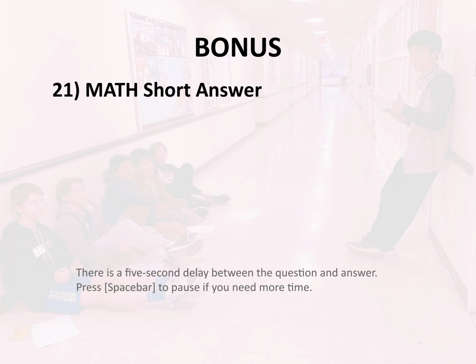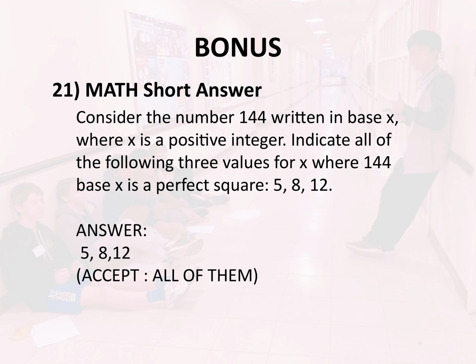Bonus 21. Math. Short answer. Consider the number 144 written in base x, where x is a positive integer. Indicate all of the following three values for x where 144 base x is a perfect square: 5, 8, 12. Answer: 5, 8, 12.